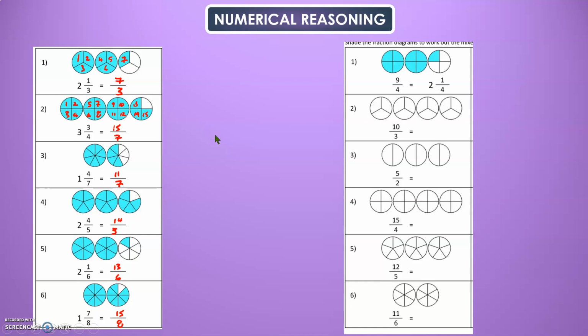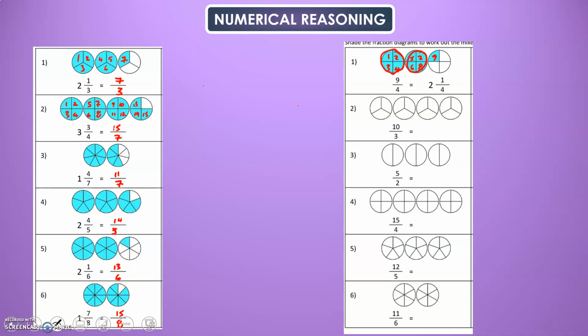Okay, so this next one I want you to have a look at is working in the opposite direction, and you'll have to shade in the values. So you can see in question 1, what they've done is we have 1, 2, 3, 4, 5, 6, 7, 8, 9, and then you can see that we have 1 whole, 2 whole, and 1. So that's 2 1/4.